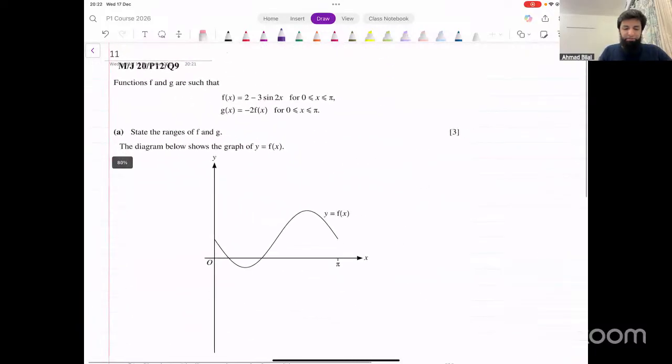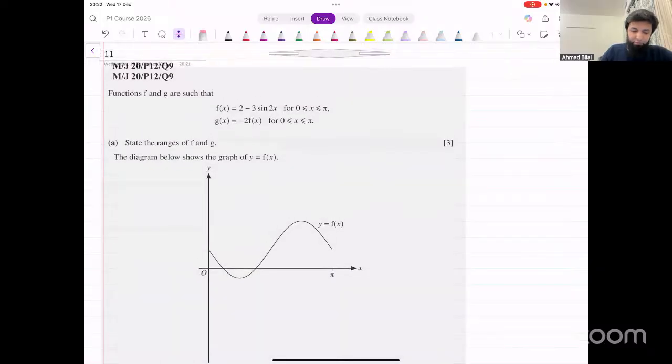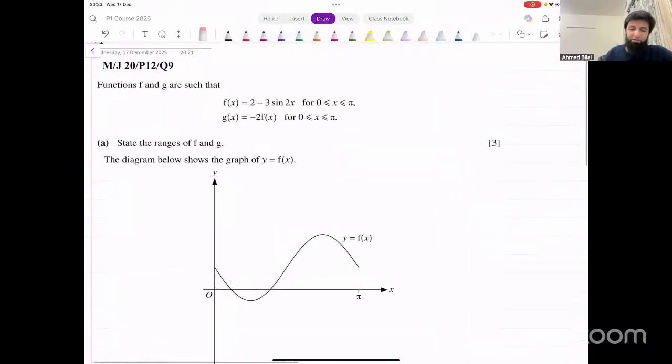It says functions f and g are such that f of x is equal to 2 minus 3 sine 2x and g of x is equal to minus 2 f of x. State the ranges of f and g. Okay, how do we do this? Let's start with the sine function first of all. How do you find the range of f of x?